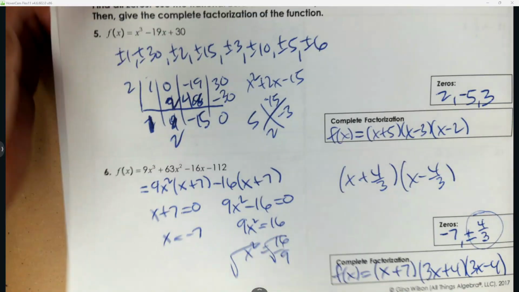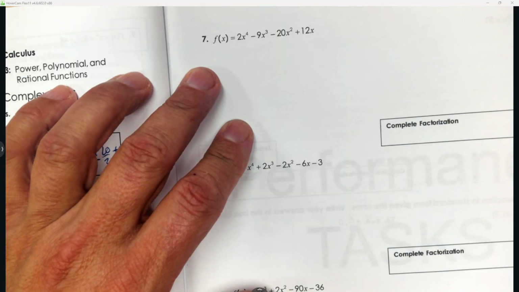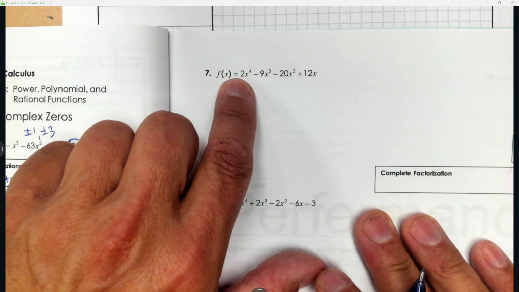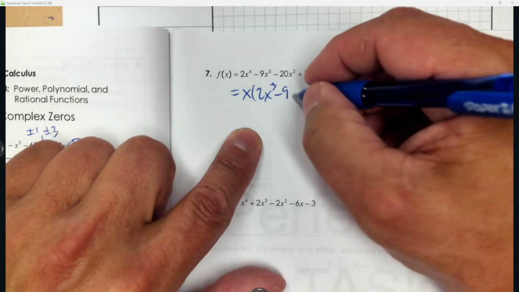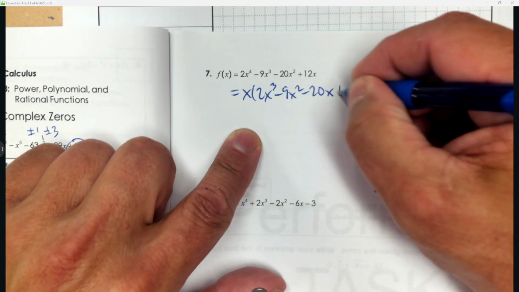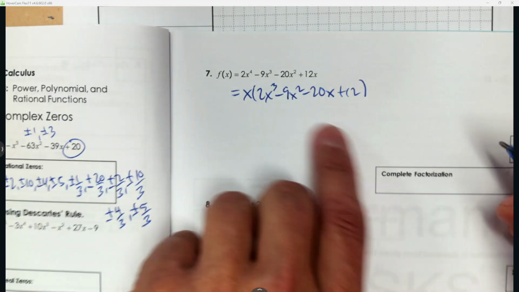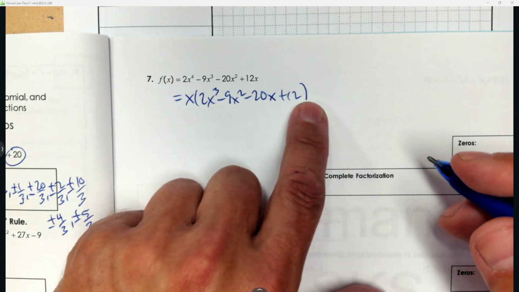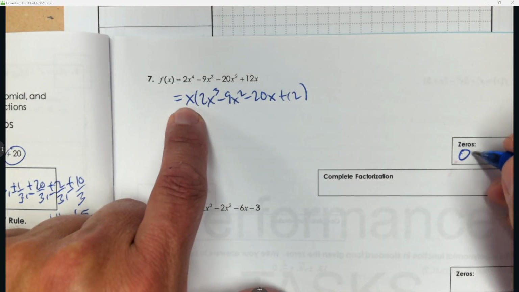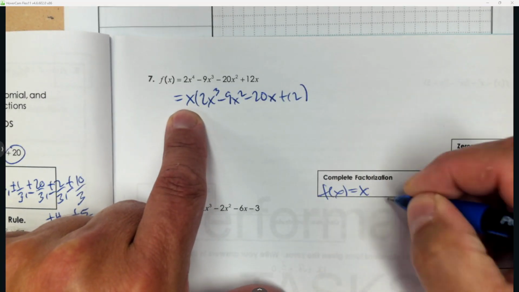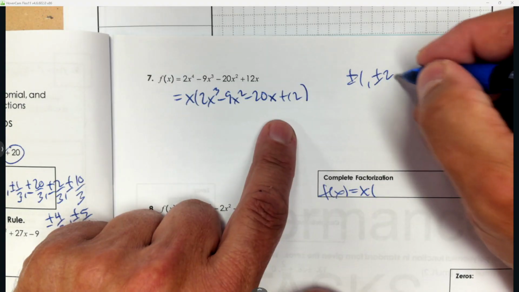Number 7. The first thing I notice is there's an x to factor out. So I'm going to factor out an x. Now, this is not factorable. So I'm going to take that last number, 12. So already I know x by itself, 0 is a zero, and x is a factor, or x minus 0. 12, I'm going to start there to create my list.